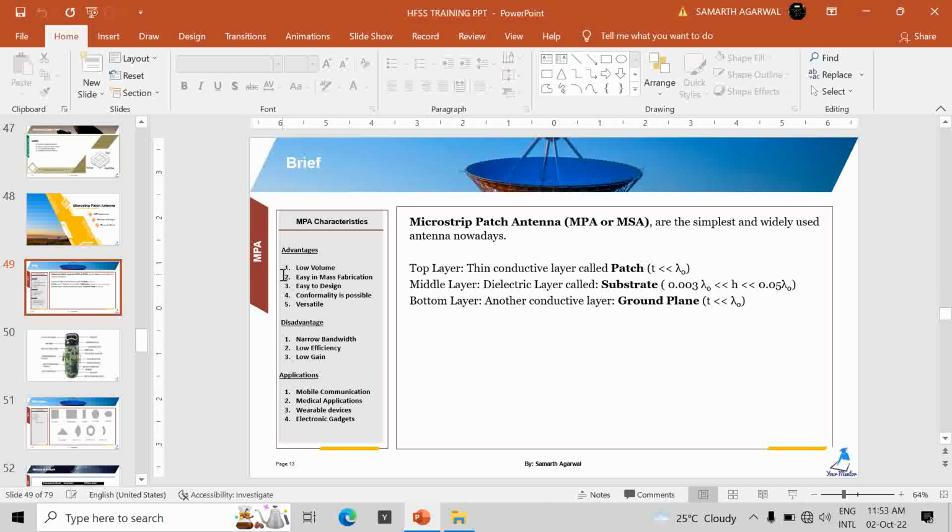Similarly, in the case of the ground plane, remember one thing I wanted to note: the patch as well as the ground plane are both conductive layers, so the conductive layer thickness should be the same. This has to be kept in mind.